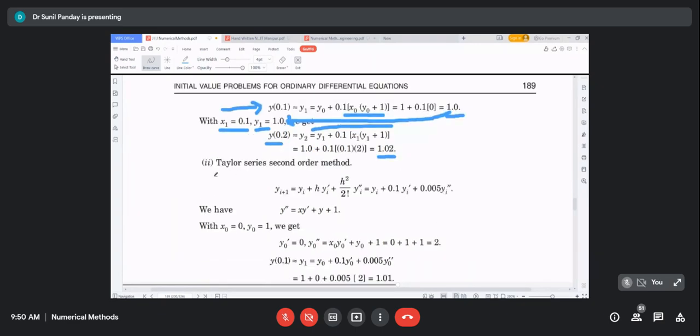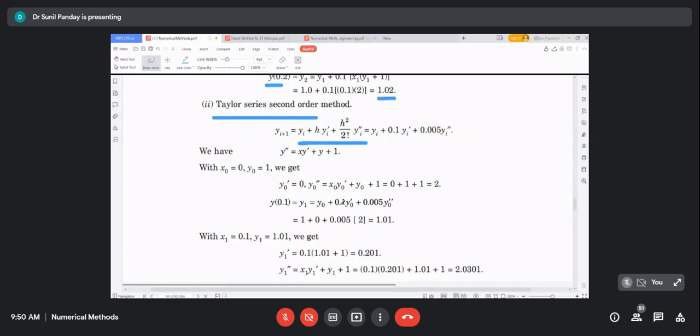Now we have to apply the Taylor series second order method. That is, we are considering the terms in the Taylor series up to h raised to power 2 and neglecting other terms. Here y dash is always given to us in our problem, like f of x, y, but in the Taylor series second order method you require y double dash also. So you have to differentiate your differential equation with respect to x one time.